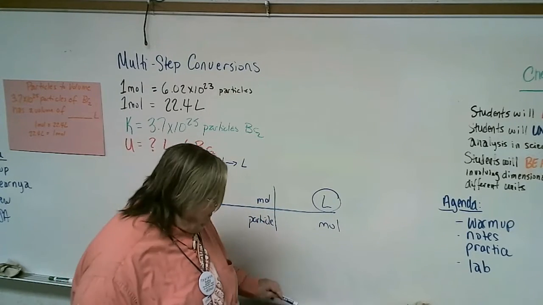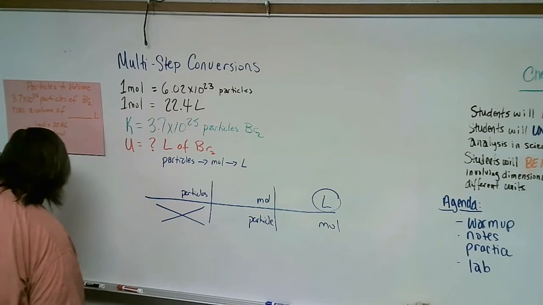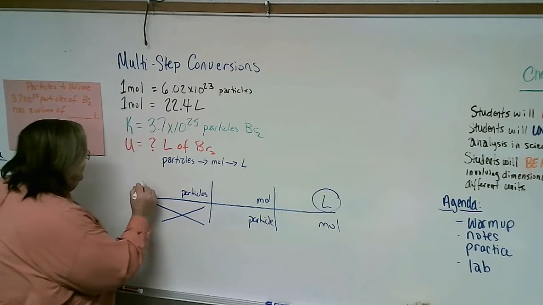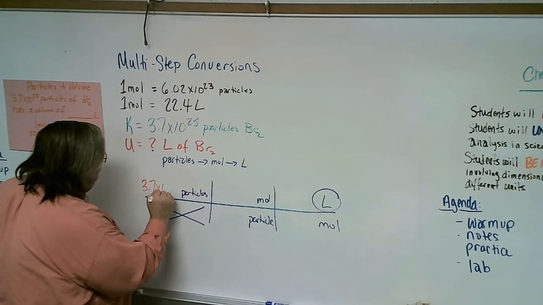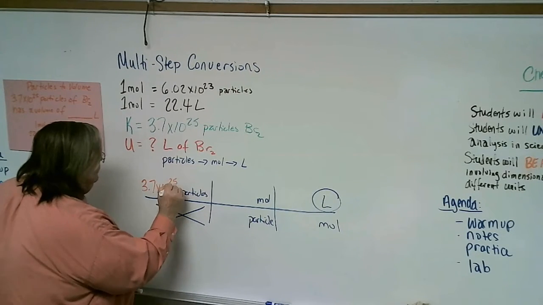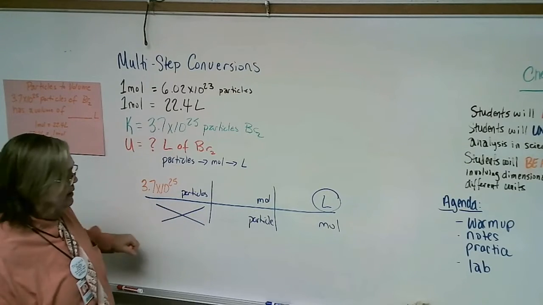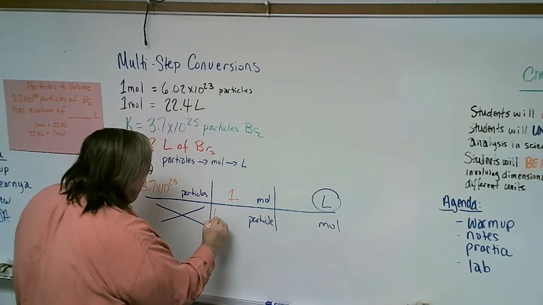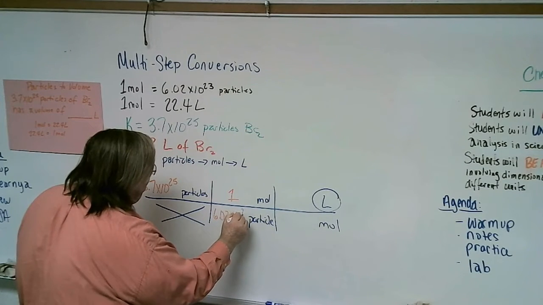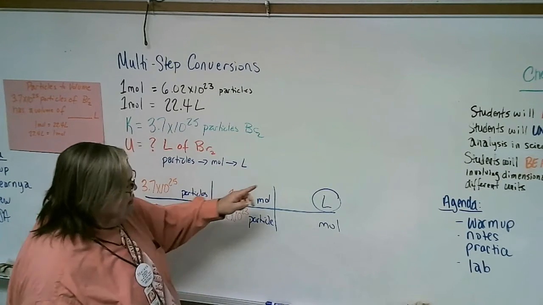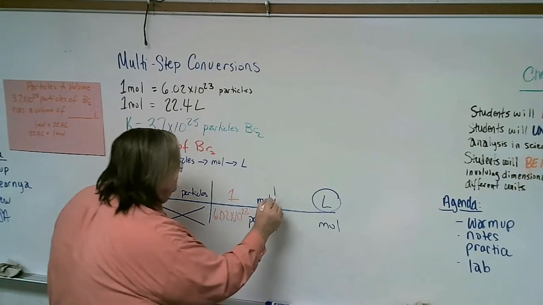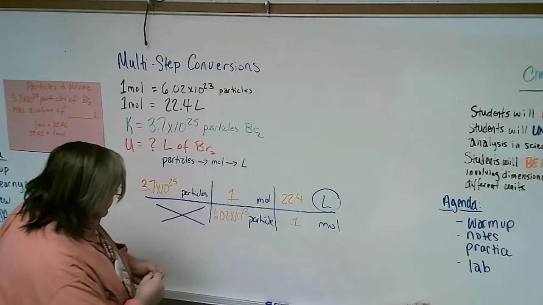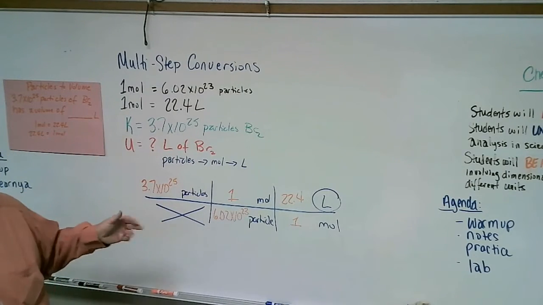Now what we need to do is come back and put our numbers in. We were given 3.7 times 10 to the 25th particles. Our relationship between particles and mole is 1 mole, 6.02 times 10 to the 23rd. And our relationship between moles and liters is 22.4 to 1. So we have everything filled in now.